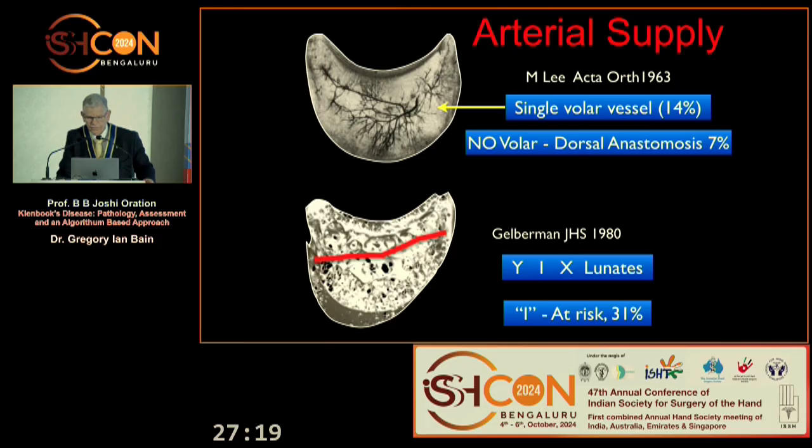Many of you would have learned in your training about the arterial supply of the lunate, and this is well described in the literature. Lee first described a single volar vessel in about 14% of cases, and that there would be no anastomosis between the volar and dorsal aspect in 7%. Gilberman described that these types of configurations had an increased risk of developing Kienbock's disease.